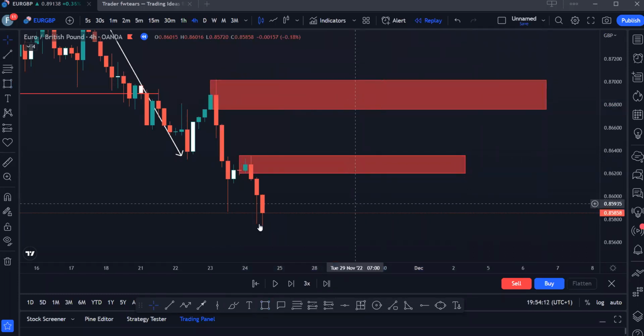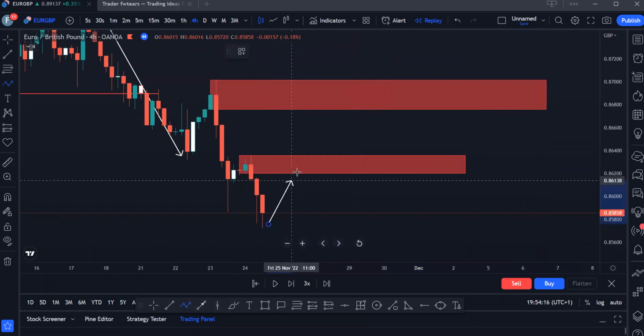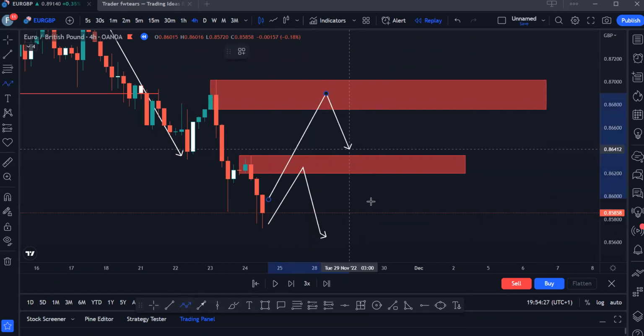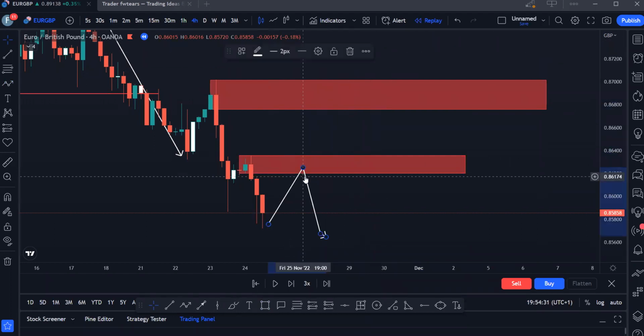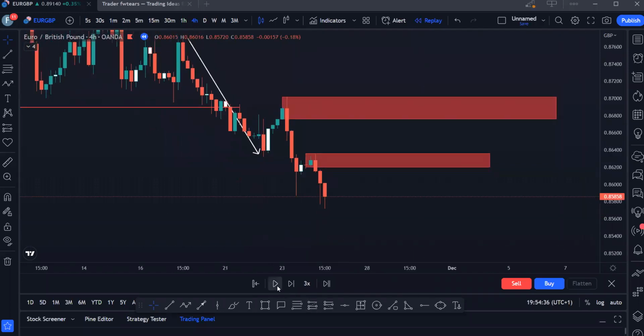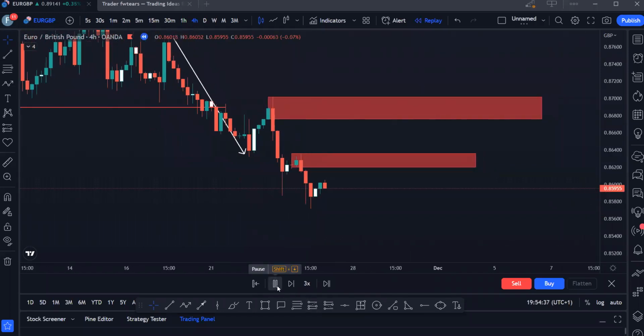So now price is currently here. So I'm interested in selling. If price should retrace into this zone, I would like to sell. Or if price should retrace into this zone, I'd like to sell. Okay, so let's see what price did. So we're going to flip this forward now.